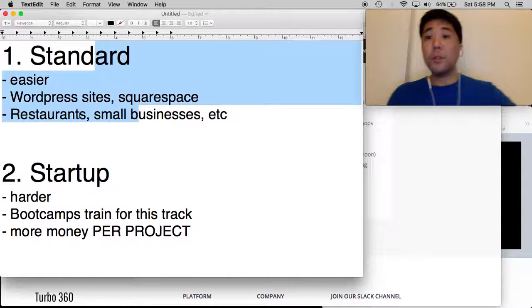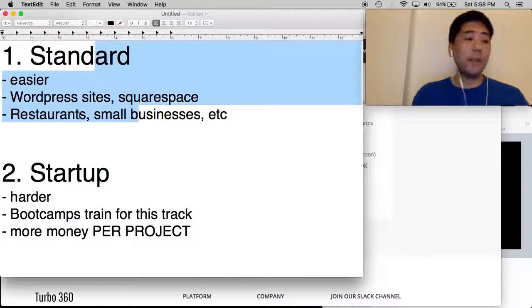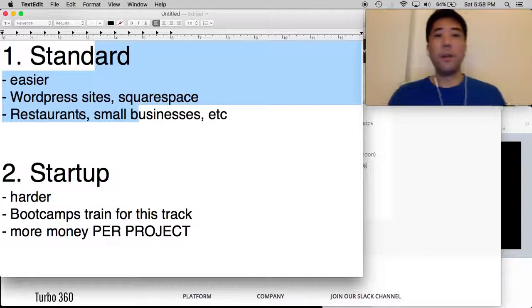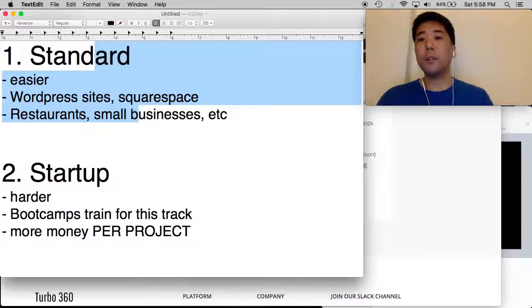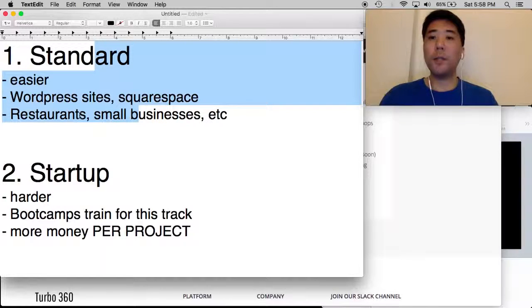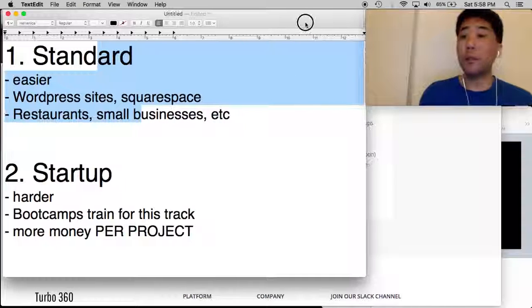So those are the 2 tracks that I've identified as a freelance engineer in the past 6 years, and the key considerations to going into each one. So take that for what it's worth. Hopefully you found this informative.